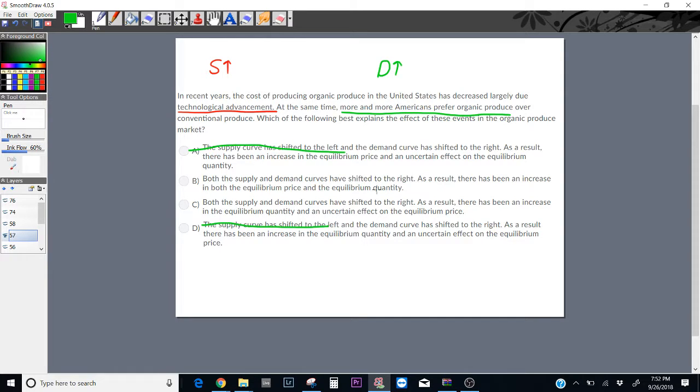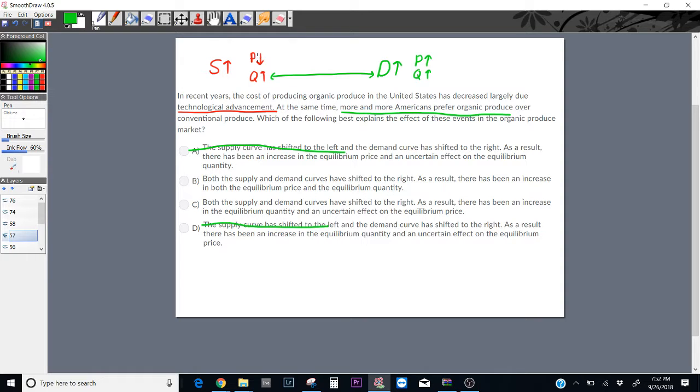But the most important thing that this question is asking is what's going to happen to price and quantity. Now, if we look at our impact on supply, anytime supply goes up, that's going to lead to price going down, and that's going to lead to quantity going up. Anytime demand goes up, that's going to lead to the price going up and the quantity going up. So we know for sure that quantity is going to increase because on both the supply and the demand side we see quantity has gone up.